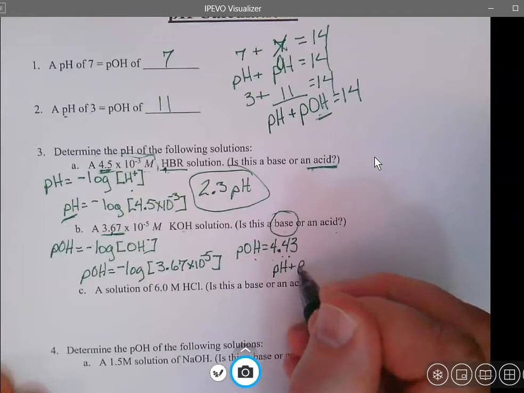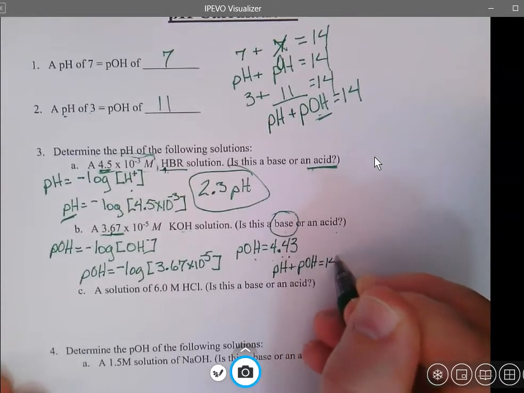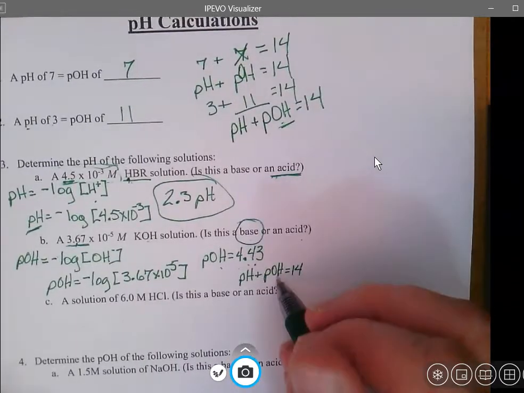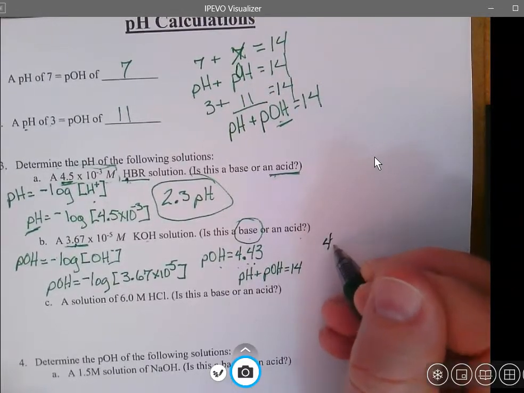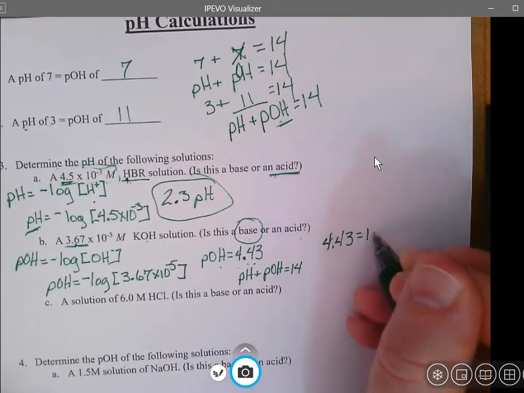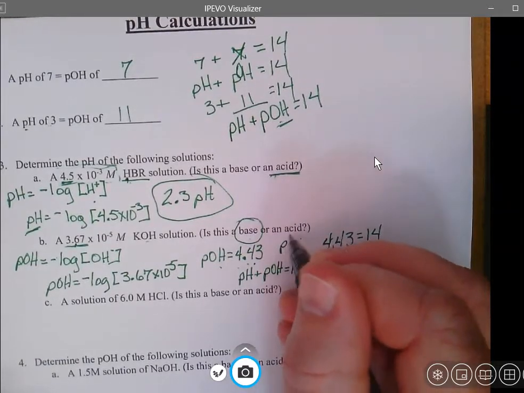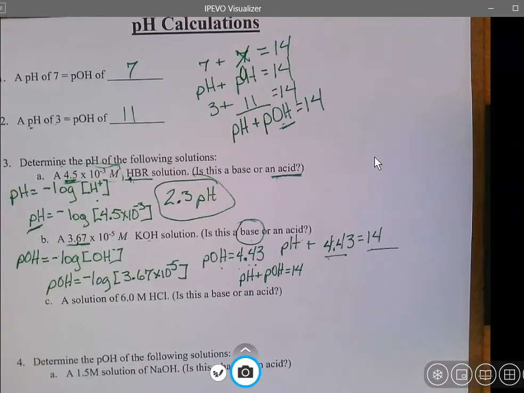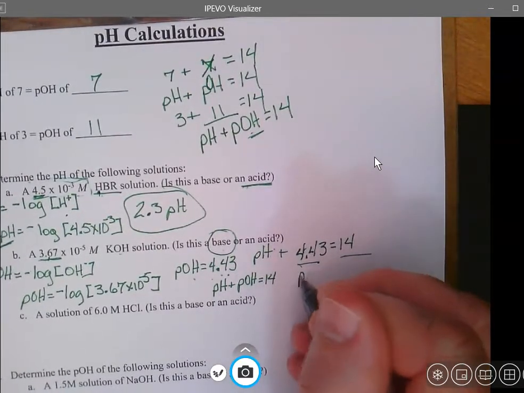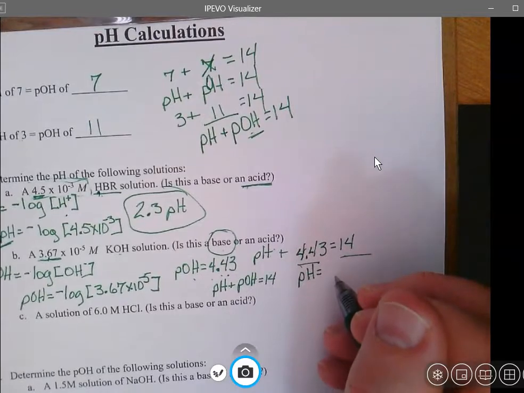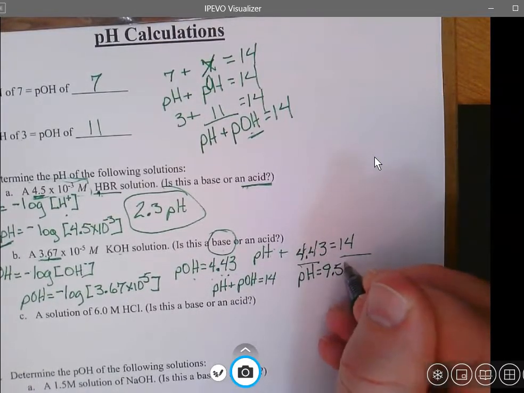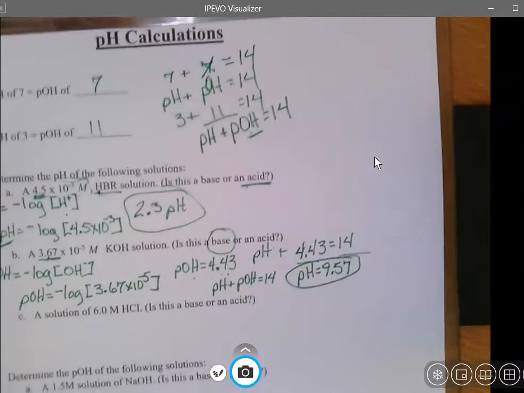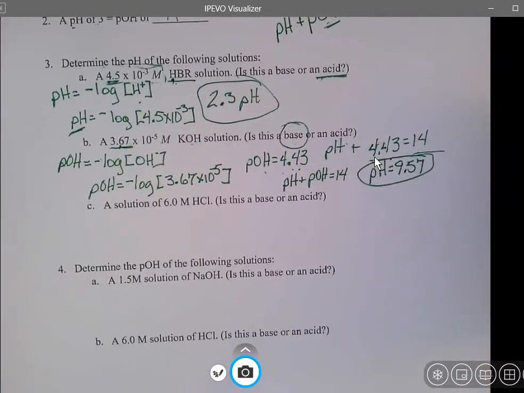pH plus pOH equals 14. So we're going to plug these numbers in. pH plus 4.43 equals 14. And so as we subtract 4.43 from 14, we get a pH value of 9.57. And that becomes our answer there. Okay? Now on to the next.